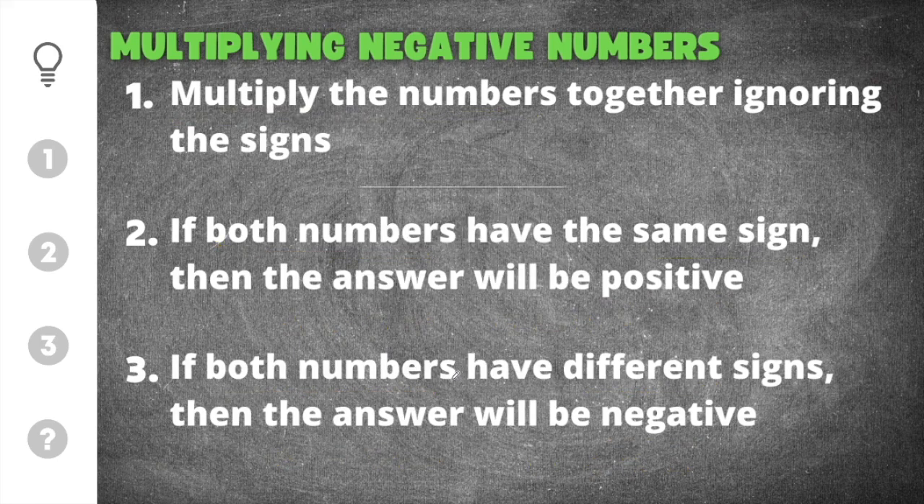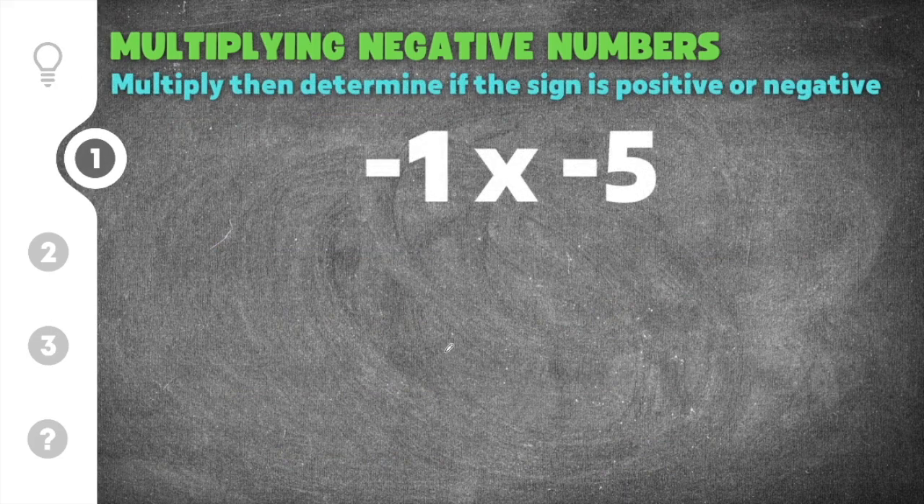Let's get started on our first practice problem for multiplying negative numbers. This problem gives us -1 times -5. Now when you multiply negative numbers, the first thing you have to do is multiply the two numbers together, ignoring the signs on the numbers. We're just going to say 1 times 5. Well, 1 times 5 is obviously 5.